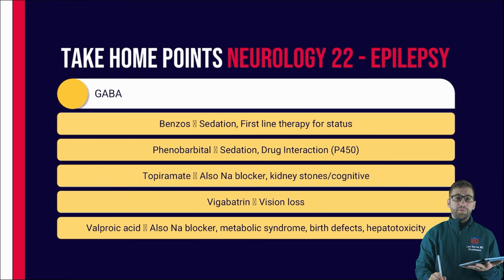Benzodiazepines are a first-line therapy for status epilepticus due to their sedative properties. Phenobarbital is effective, but can cause sedation and drug interactions due to cytochrome P450 induction. Topiramate also acts as a sodium channel blocker and can cause kidney stones and cognitive side effects. Vigabatrin can lead to vision loss, and valproic acid also acts as a sodium channel blocker like topiramate and can cause metabolic syndrome, birth defects, and hepatotoxicity. It can also cause thrombocytopenia.